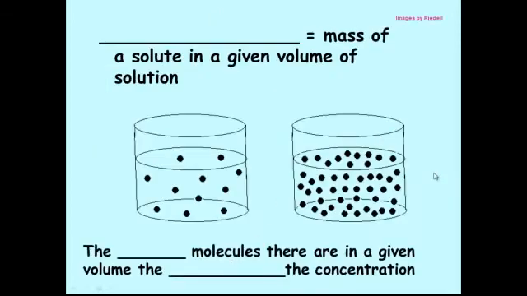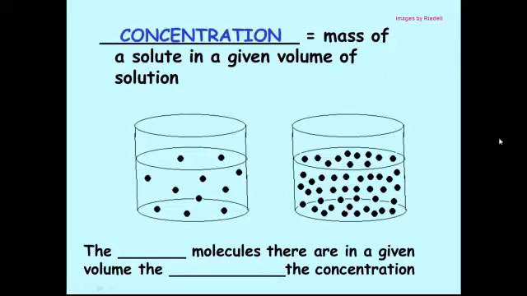So if I want to talk about comparing high concentration or low concentration, we need kind of a definition of concentration. The science definition is the mass of a solute in a given volume. If you have a certain volume of liquid, how many solute molecules are dissolved in that liquid?